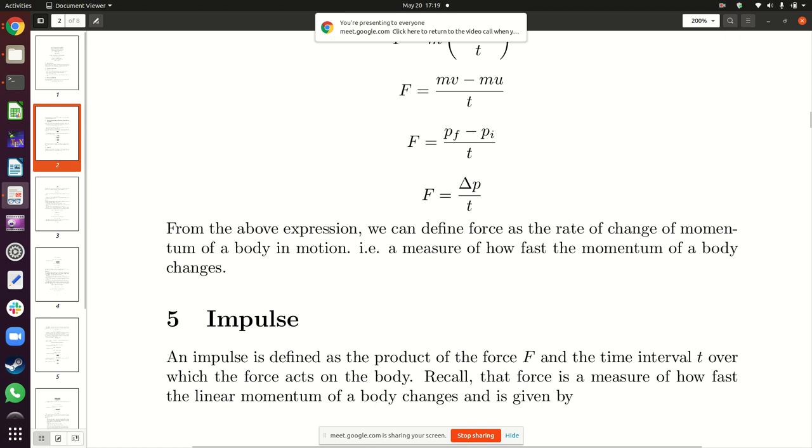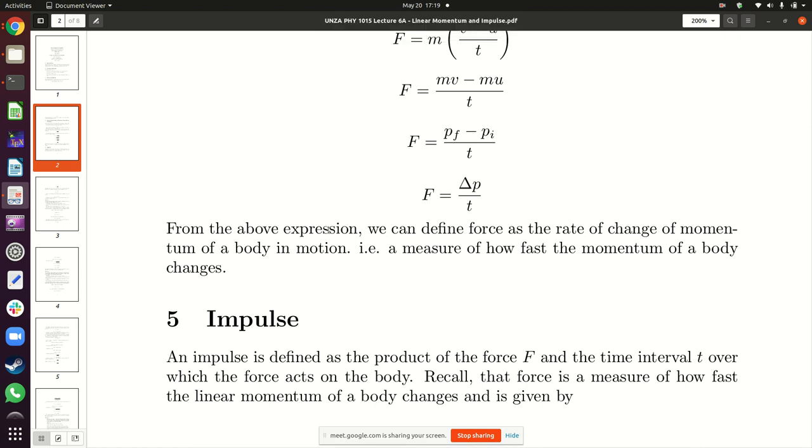Are we clear on what linear momentum is? Are we also clear on how resultant force is related to linear momentum? The resultant force F is a measure of how fast the linear momentum of a body is changing. Are we clear?